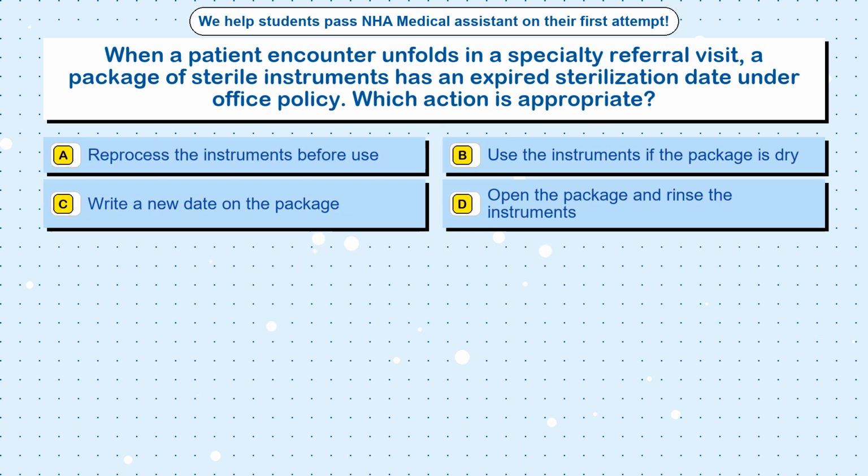Question 62. When a patient encounter unfolds in a specialty referral visit, a package of sterile instruments has an expired sterilization date under office policy. Which action is appropriate? Option A. Reprocess the instruments before use. Option B. Use the instruments if the package is dry. Option C. Write a new date on the package. Option D. Open the package and rinse the instruments.